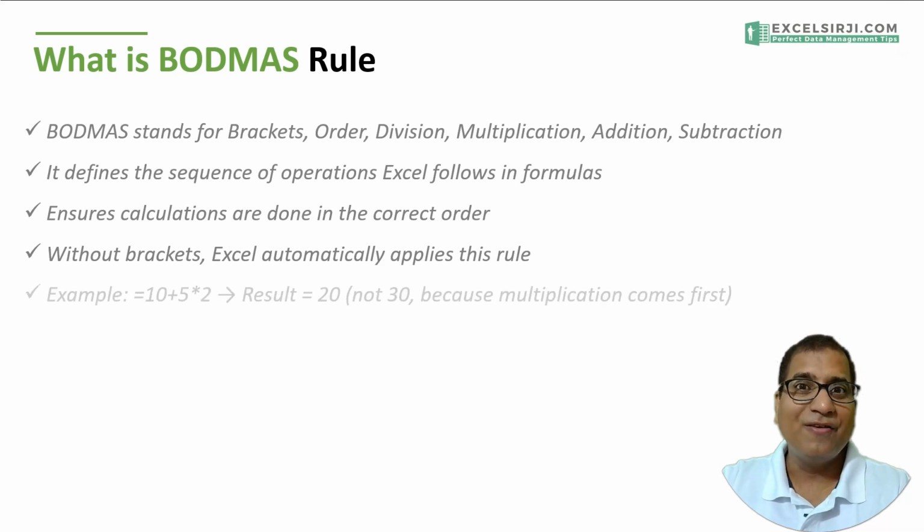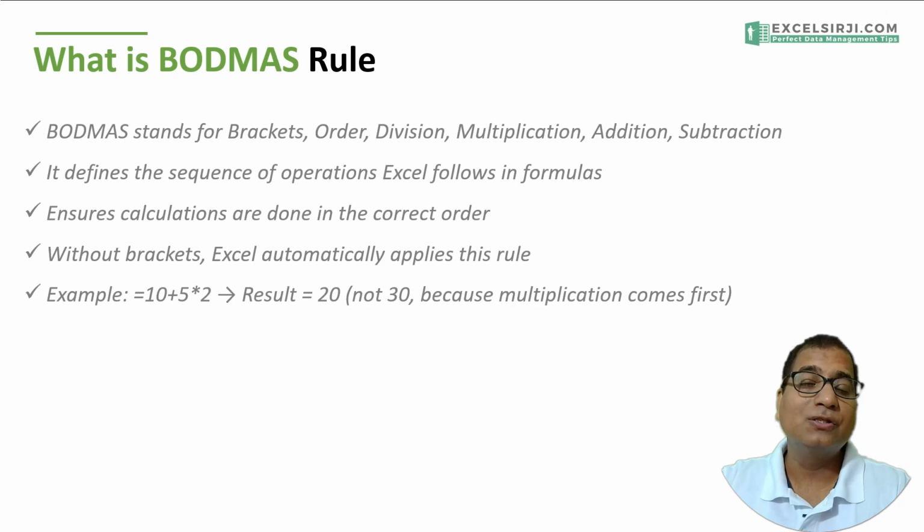For example, if you are using a formula 10 plus 5 into 2, you may get the result as 20 and not 30. Now, this is expected in Excel because it is applying the BODMAS rule. It is first doing the calculation of multiplication followed by addition, and that's why you are getting 20.